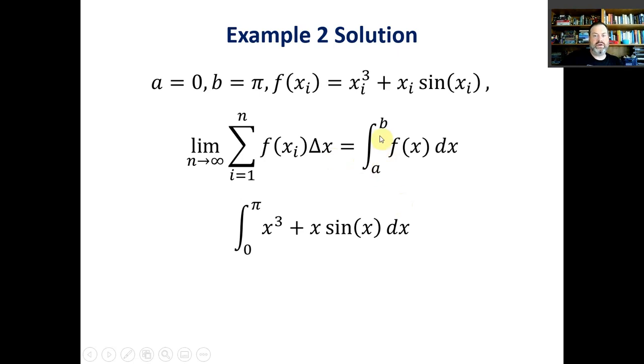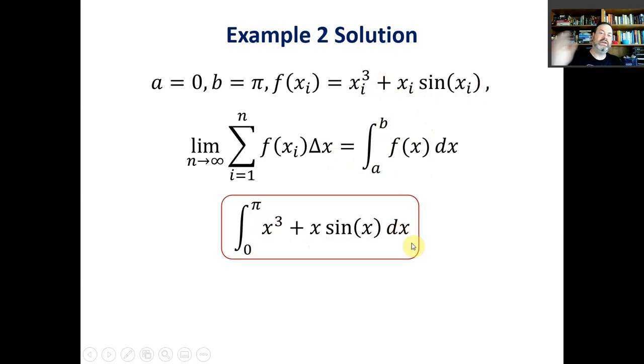So it's just 0 to pi, xi cubed becomes x cubed, xi sine xi becomes x sine x. Tack on a dx, and you're done. That's the answer.